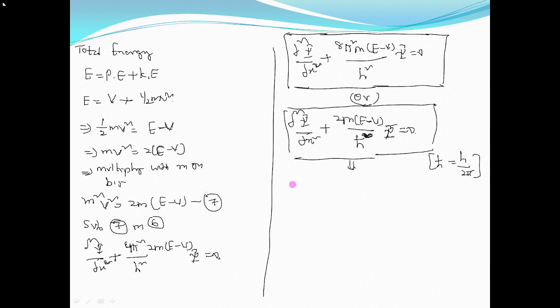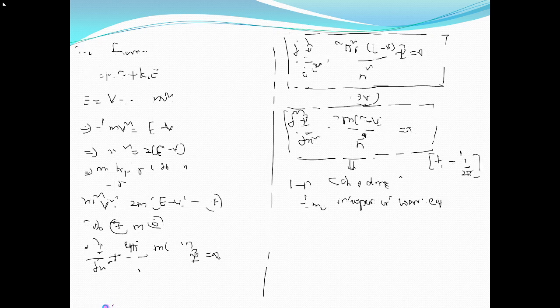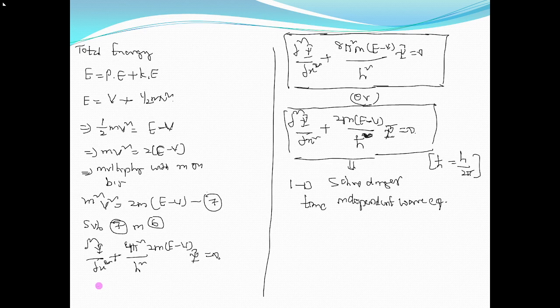So this is the expression for the one dimensional Schrodinger time independent wave equation. This is the case for one dimension. So this is the Schrodinger one-dimensional wave equation.